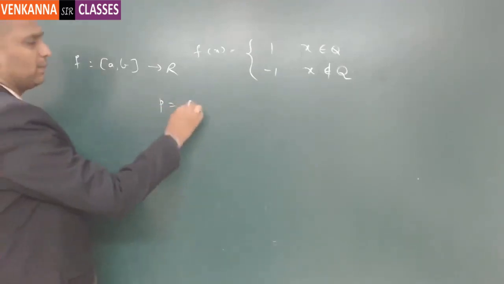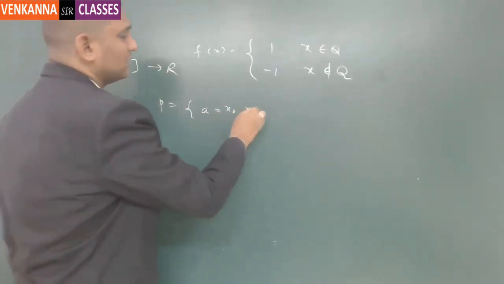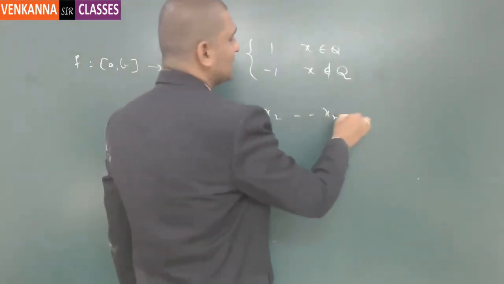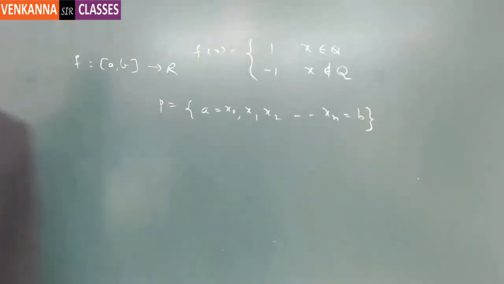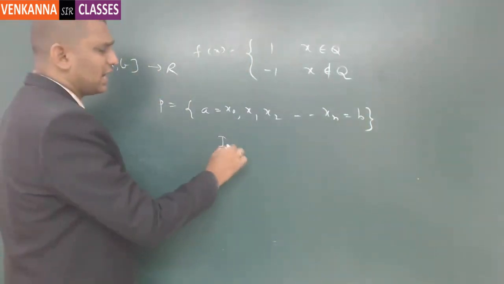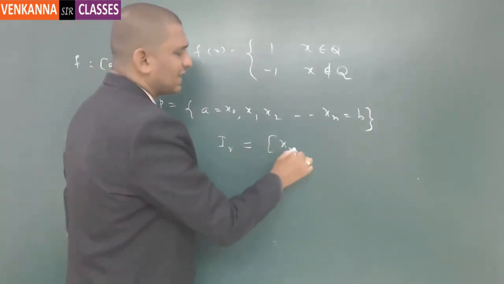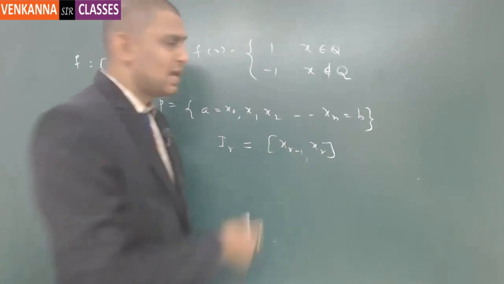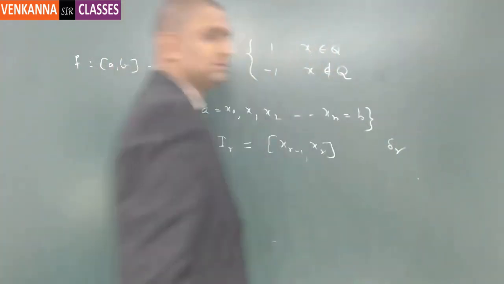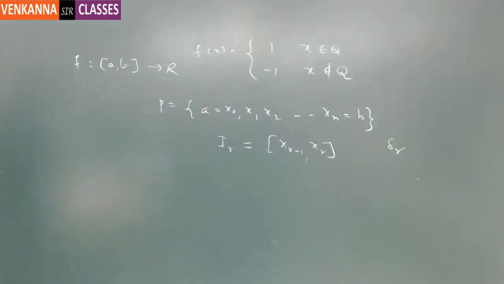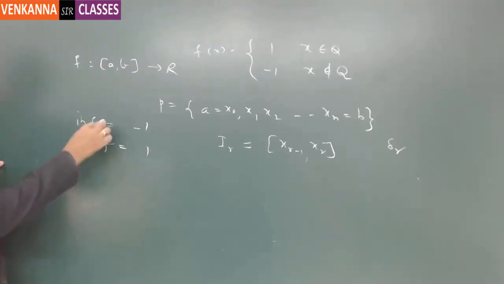Say capital P is equal to a equal to x0, x1, x2, and so on, xn is equal to b. And if you take any subinterval Ir, the values are xr minus 1 comma xr, and the length of the subinterval is delta r. Now what happens? Whatever partition you take, since the function is defined as 1 and minus 1, the infimum of the function is nothing but minus 1 and the supremum of the function is nothing but 1. Agreed?